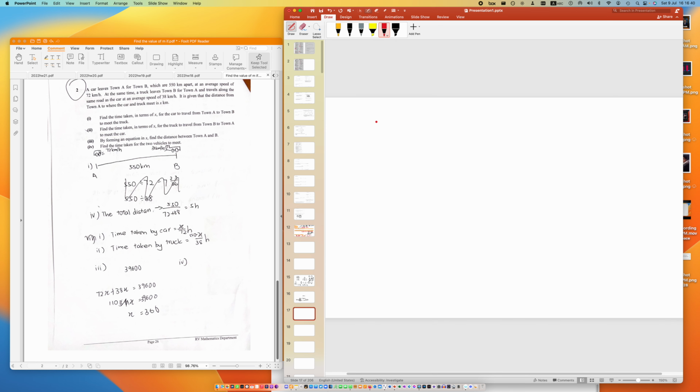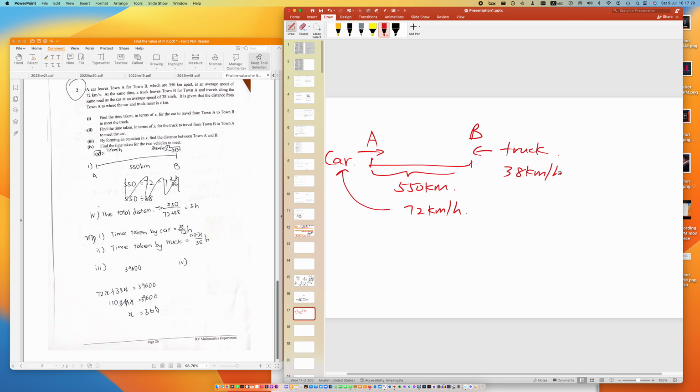So a car leaves town A, town B, okay. A, B. Simple sketch now. So at an average speed of 72. Okay, this is the car one. Then at the same time a truck leaves town B, so basically they will meet each other lah. Travel along the same road as the car at the average speed. So the truck is 38 kilometers per hour.